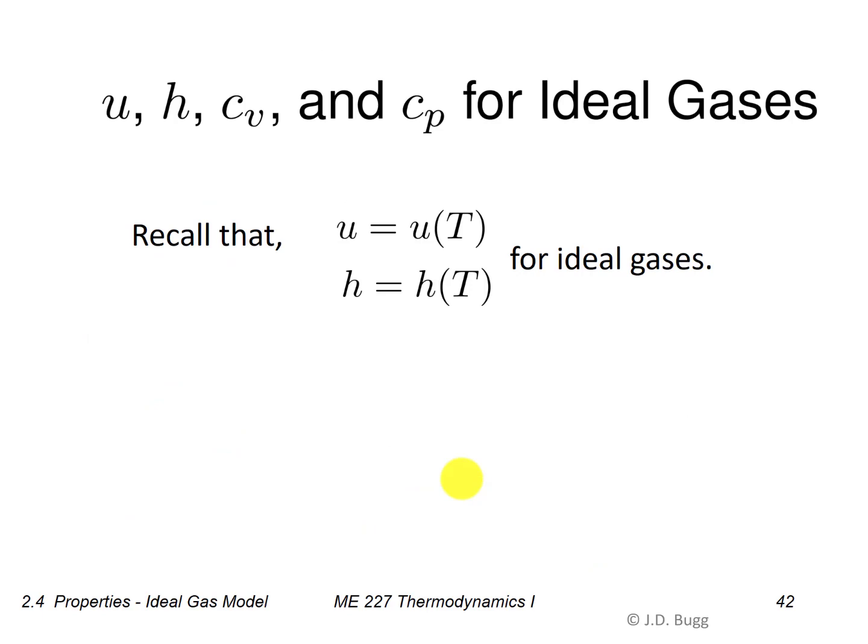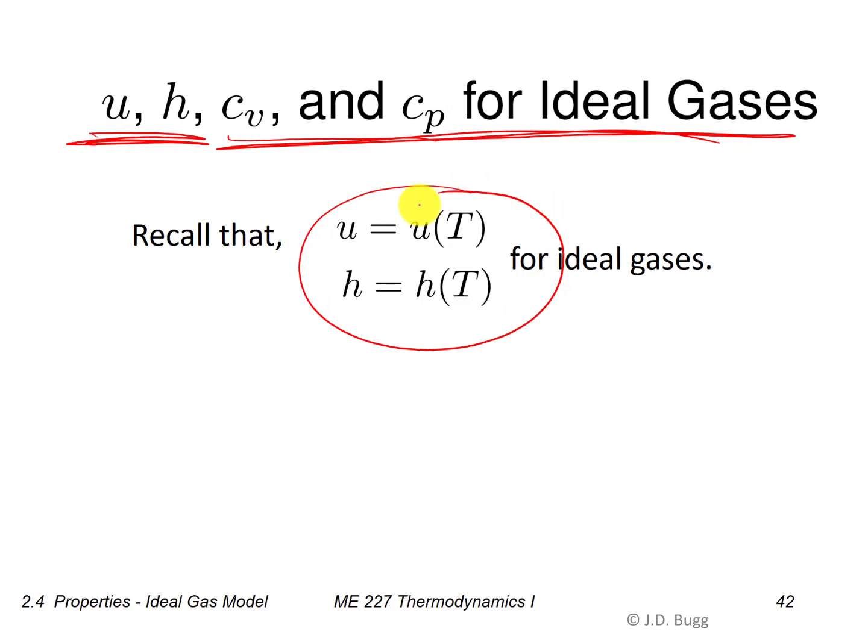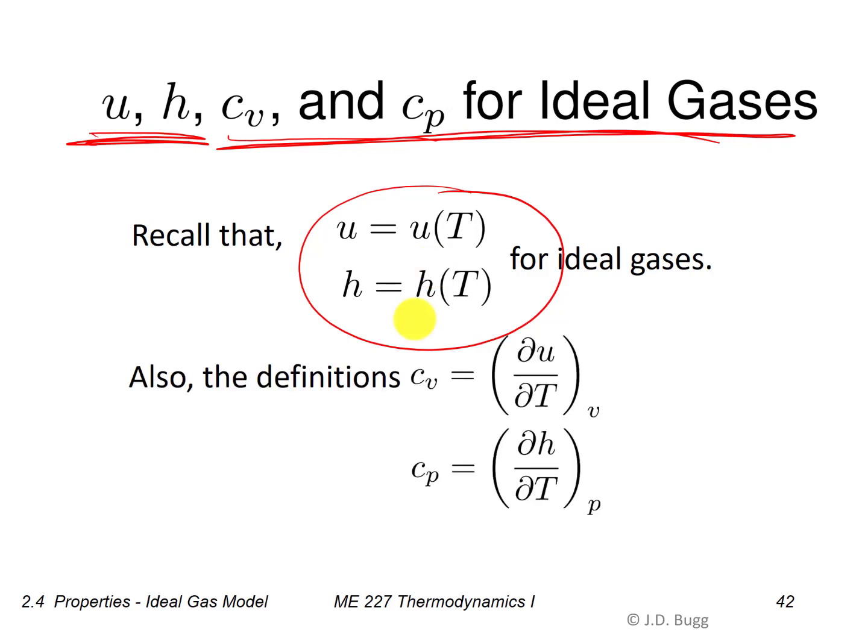So we want to look at CV and CP for ideal gases, and in addition to that, we're going to look at U and H as well, the internal energy and the enthalpy. Well, remember our definition of ideal gases. We certainly had the ideal gas law, PV equals RT, but the other part of that was that internal energy and enthalpy were only functions of temperature. So this fact leads us to a simplification of the definition of CV and CP, and we'll see how that works. So remember how we defined CV and CP on the previous slide.